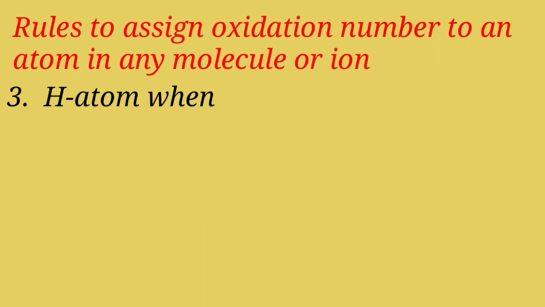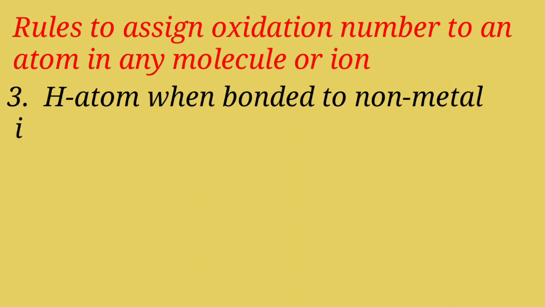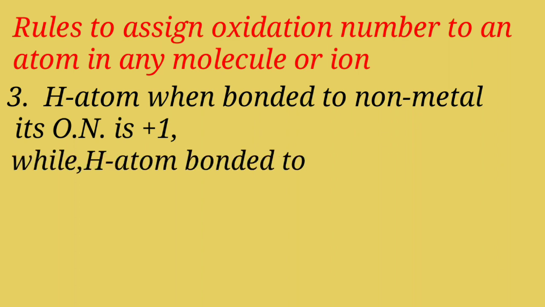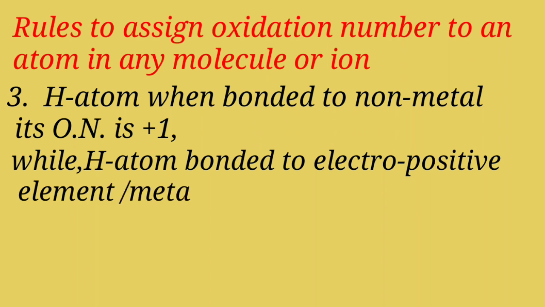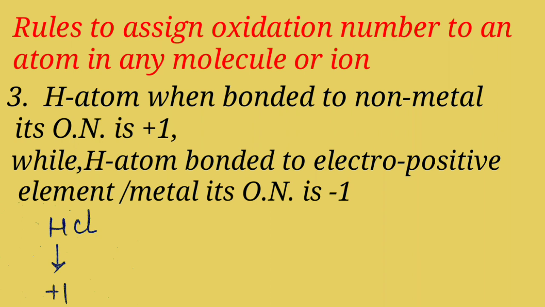Third rule states that the oxidation number of hydrogen atom when bonded to non-metal is +1, while that of hydrogen atom bonded to electropositive element or metal is -1. In this case, hydrogen is bonded to non-metal, that is chlorine atom, so its oxidation number is +1. Similarly, hydrogen is bonded to metal in the other case like sodium and calcium, so its oxidation number is -1.